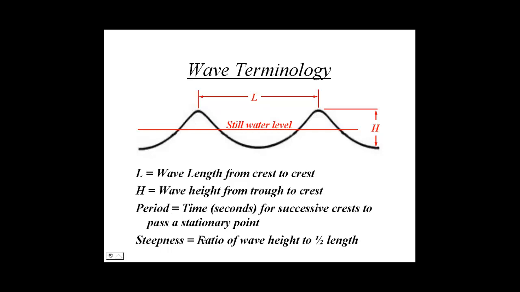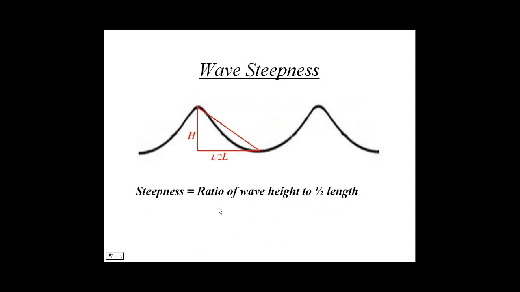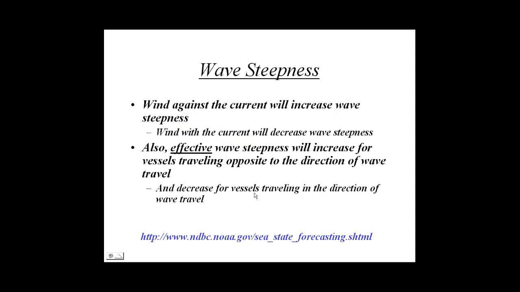The steepness of a wave is the ratio of height to length. And here's wave steepness. And here's the height. And here's half the length. And that gives you the steepness of a wave. We're going to be using that terminology in a few minutes.